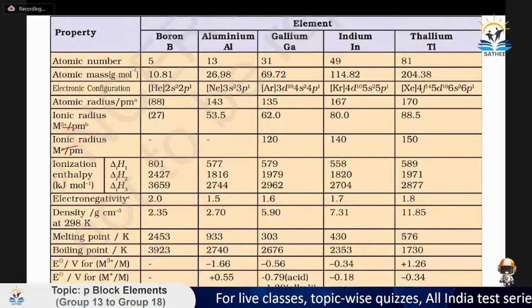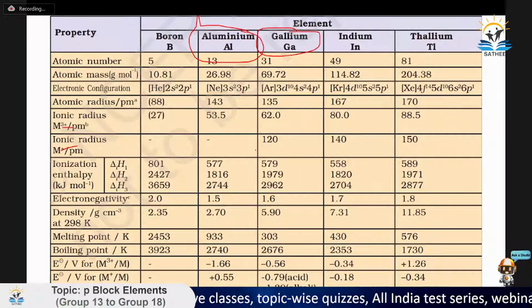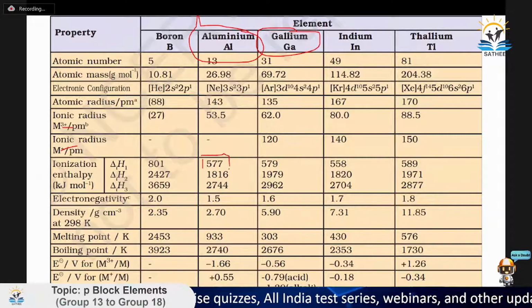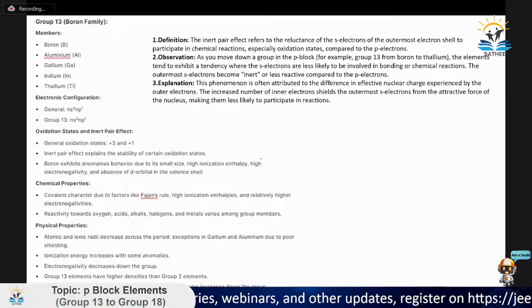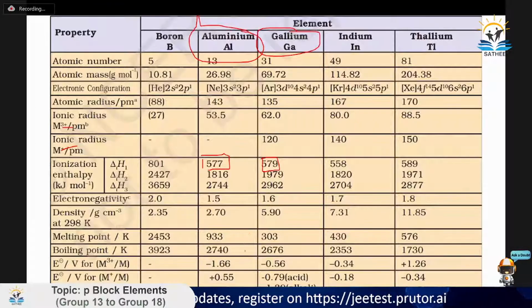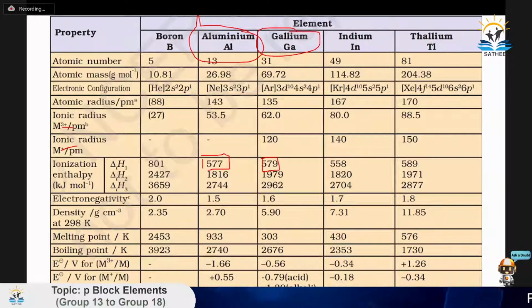But you can see a little bit that aluminium and gallium don't follow the general trend. We can see that the ionization enthalpy of aluminium is actually numerically less than the ionization enthalpy of gallium. Now, why is it so? That is written here. Because of the poor shielding effect between gallium and aluminium. There is a very poor shielding effect in aluminium compared to that in gallium. That is why you see a difference in the ionization enthalpies.